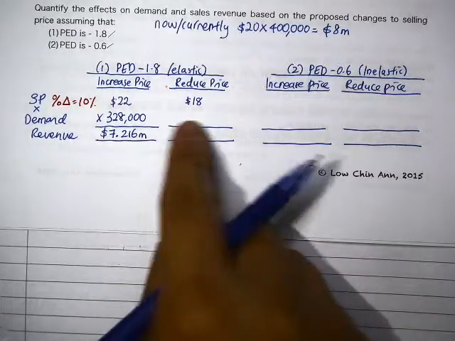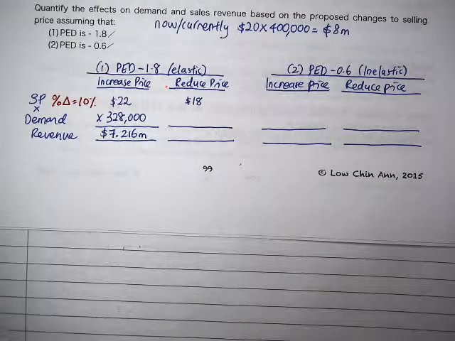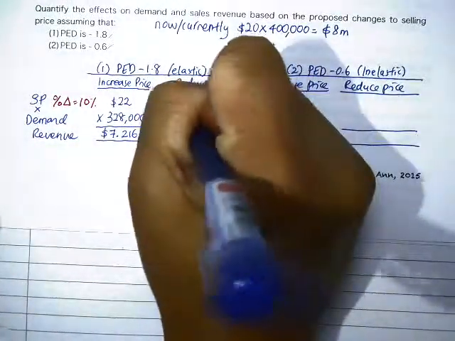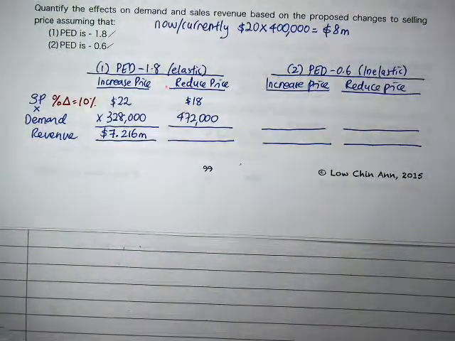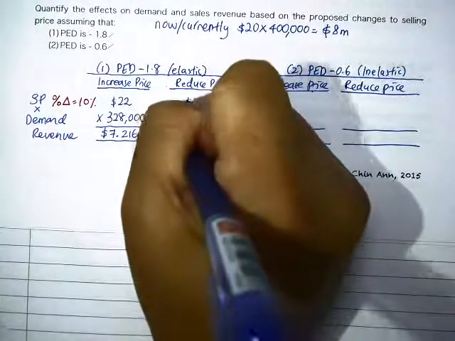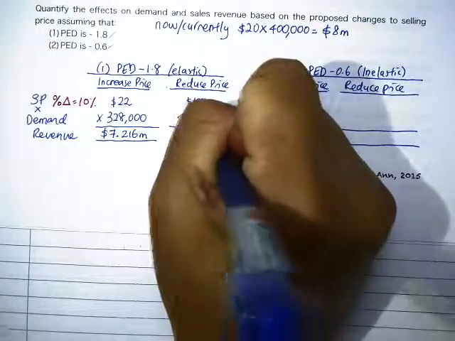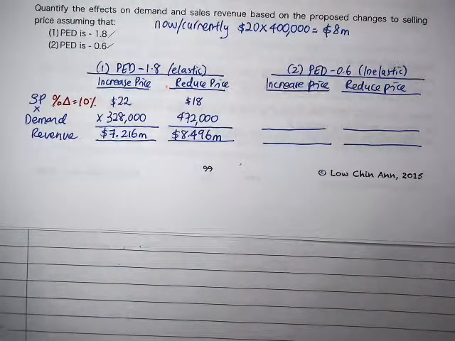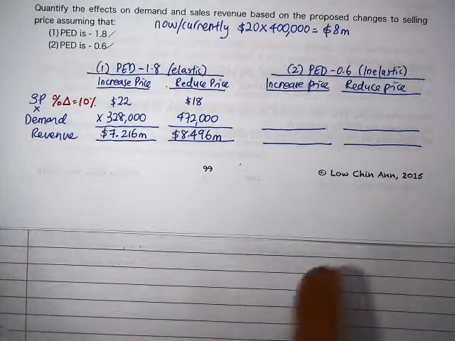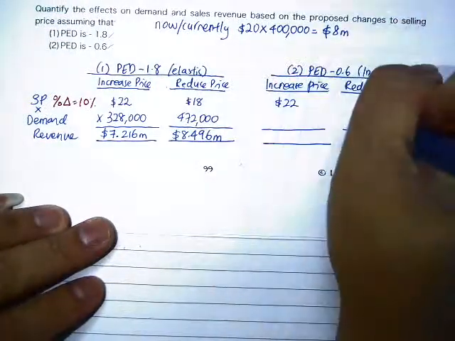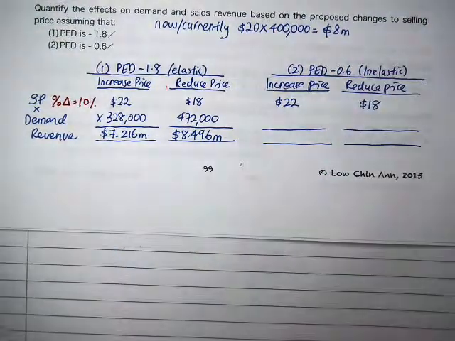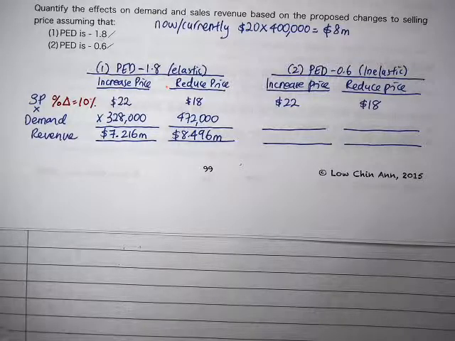Now what will the demand be when you reduce price? You increase by 18% also. So if you increase by 18%, you will get your quantity as 472,000 times 18, so you get 8.496 million. Okay? Now on the other side, your price is 22 as well as 18.